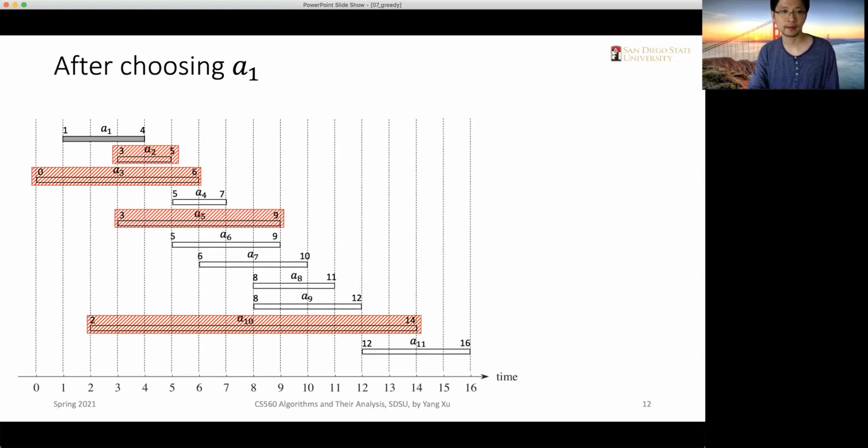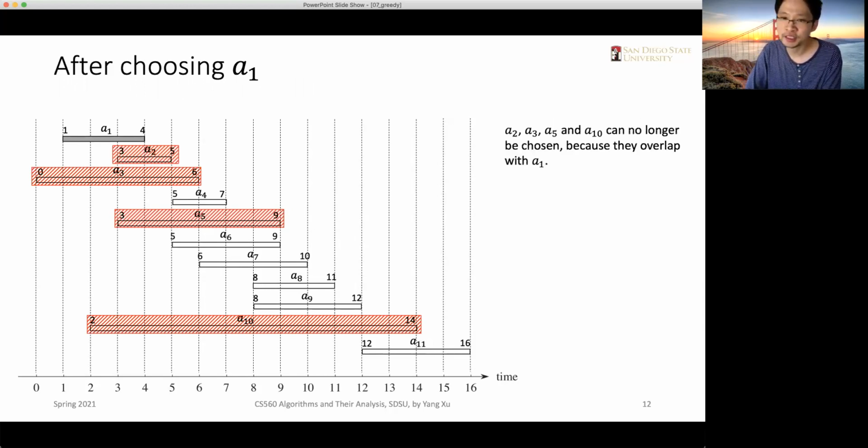So let's choose A1. Then what happened is that A1 is chosen among the remaining activities, right? There are some activities that cannot be chosen because they are not compatible with A1, okay? If you look at A2, it starts at 3 o'clock, but 3 o'clock is before 4 o'clock, is before A1 finished. So there's no way to schedule A2. And similarly, there's no way to schedule A3, A5, or A10 because they all have an overlap with A1 onto the time scale, okay? So we can only choose among A4, 6, 7, 8, 9, and 11 among the remaining activities, okay?